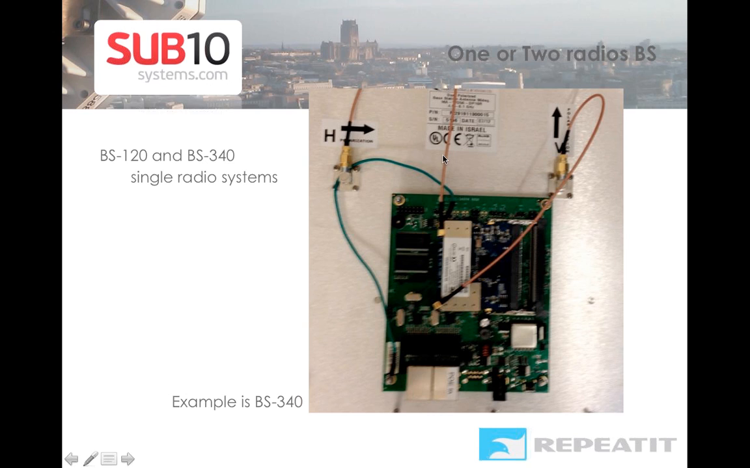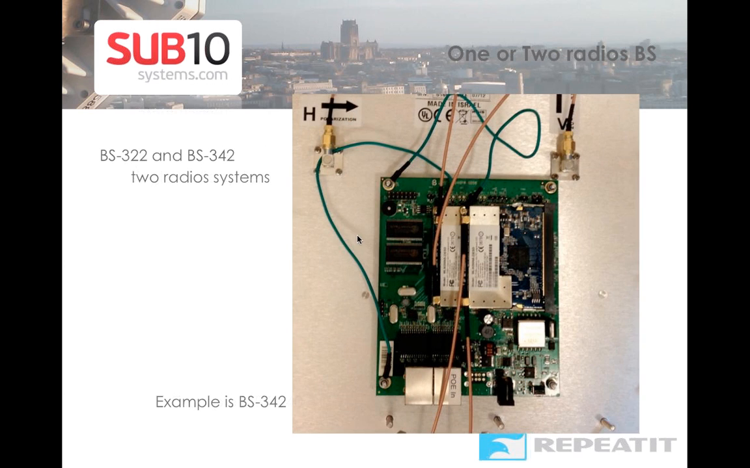You have the modem board, and then you have slots for 2 cards. But you see that now there is just 1 card, and this card is connected through these pigtails, or short RF cable, directly to the antenna. And then you have this PoE port, which is providing power to the unit. This is one radio system. You have 1 card, and this card is connected either to an antenna, which is BS340, or to N-type connectors if it's BS120.